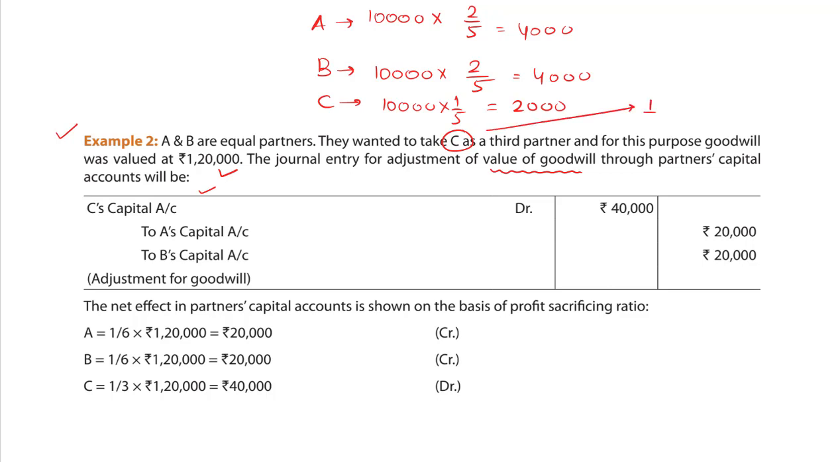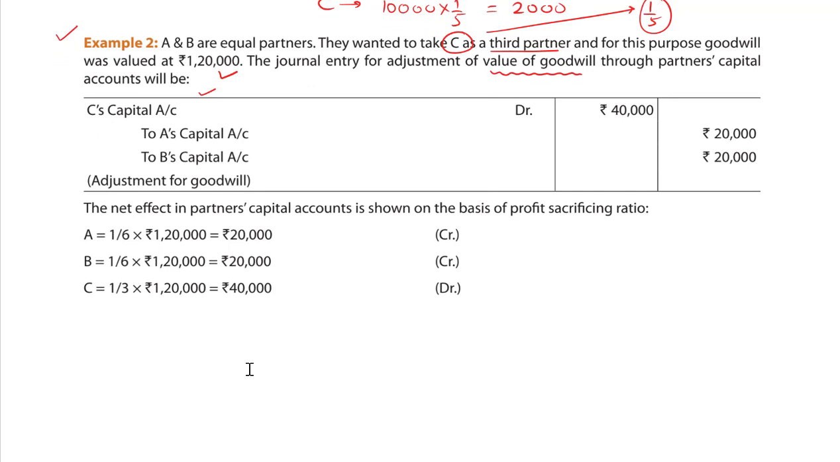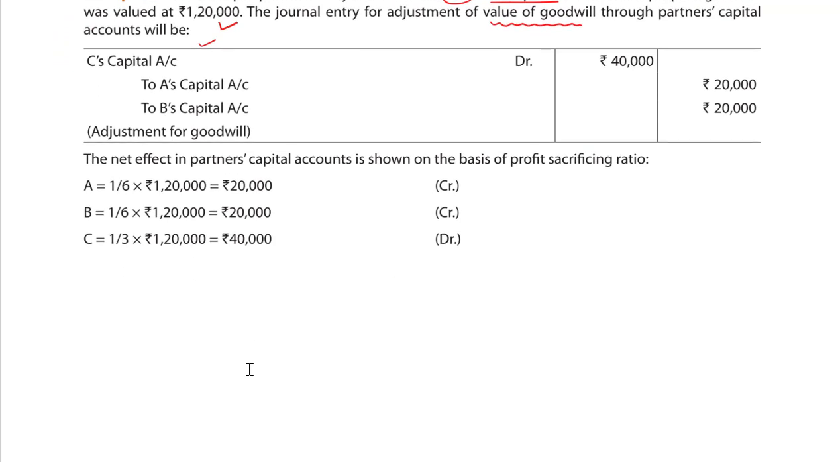C's share is 1 by 3. A and B will sacrifice 1/2 each because they are equal partners. 1 by 3 into 1 by 2 equals 1 by 6. Same, 1 by 3 into 1 by 2 equals 1 by 6. So sacrificing ratio is 1:1. Okay. A will sacrifice 1 by 6.